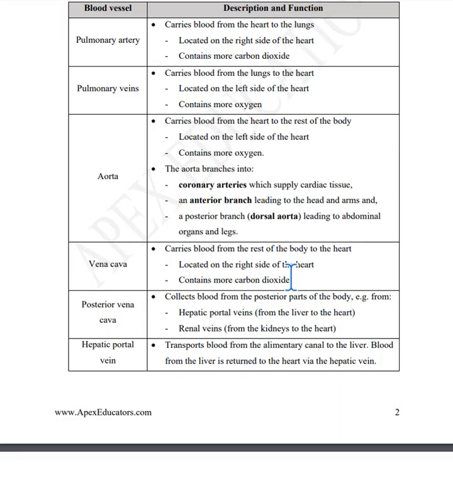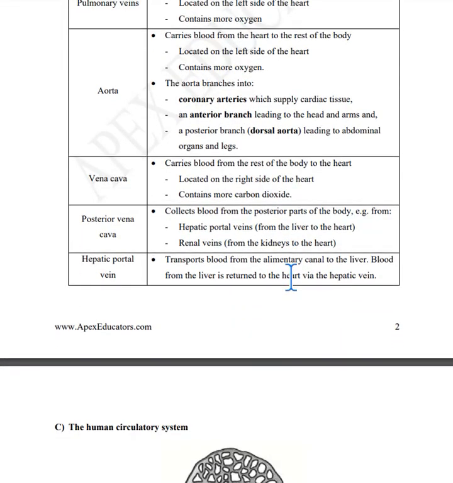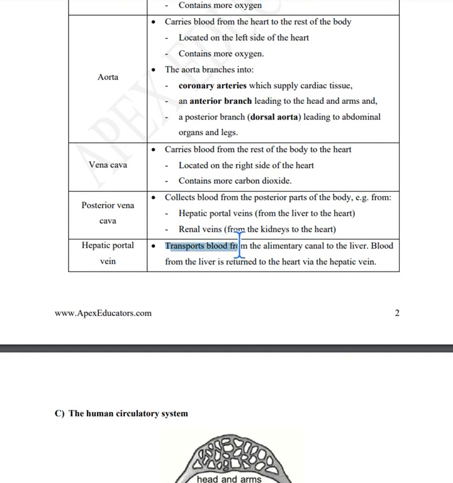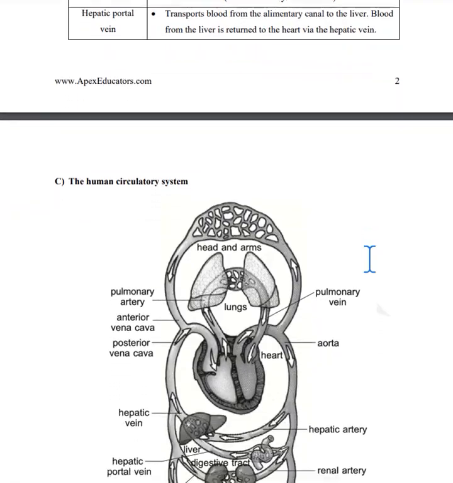And the last one is the hepatic portal vein. It basically transports blood from the alimentary canal to the liver, and the blood from the liver is returned to the heart via the hepatic vein. Hepatic vein, okay, is vein, hepatic vein, very important.